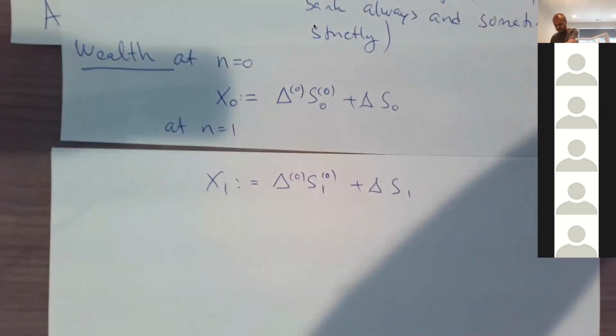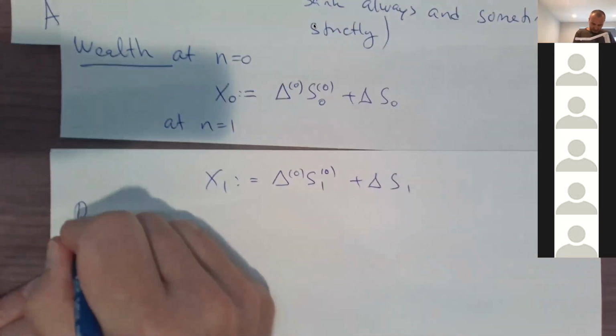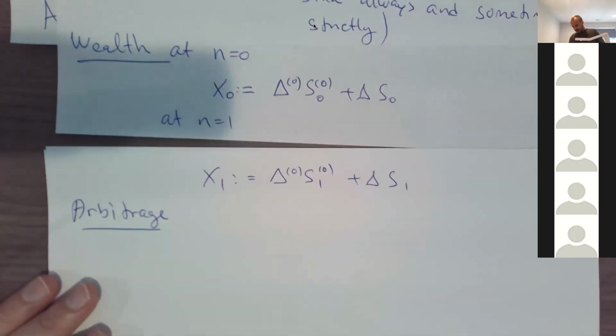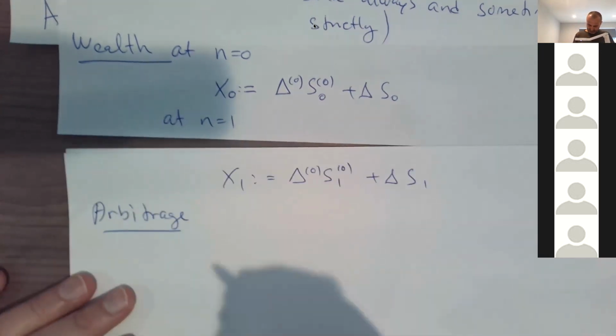So an arbitrage, well, what does it mean? It means that there are two cases.